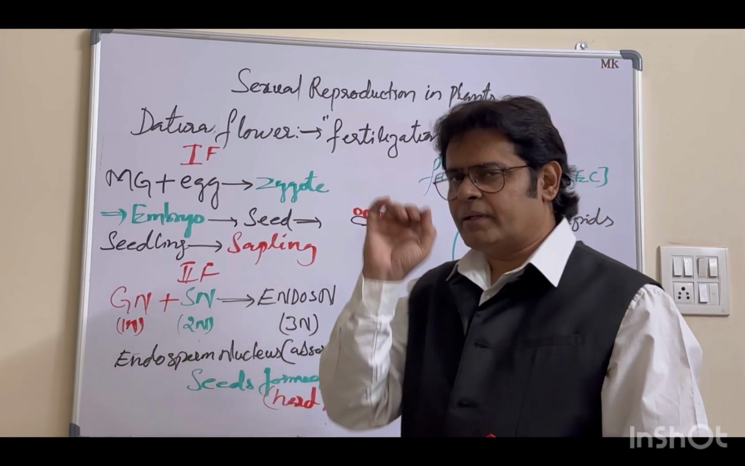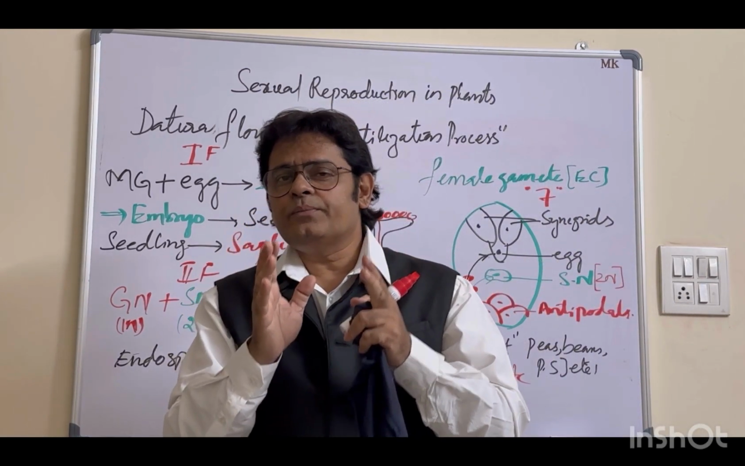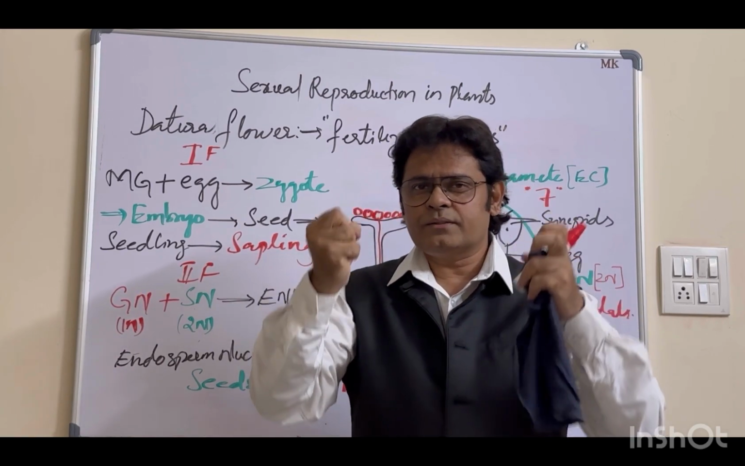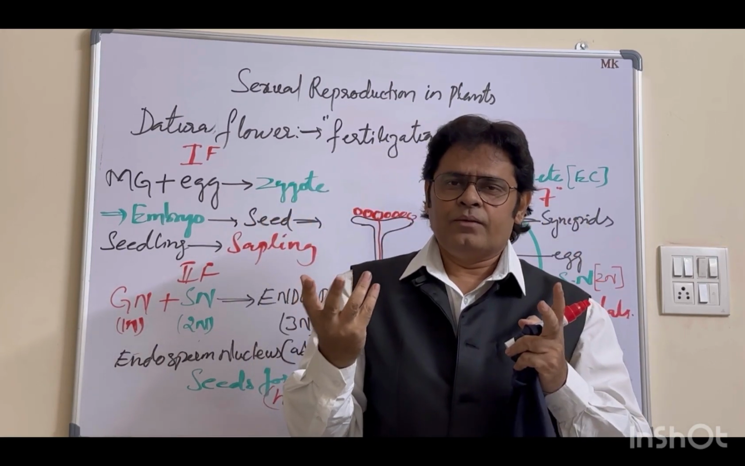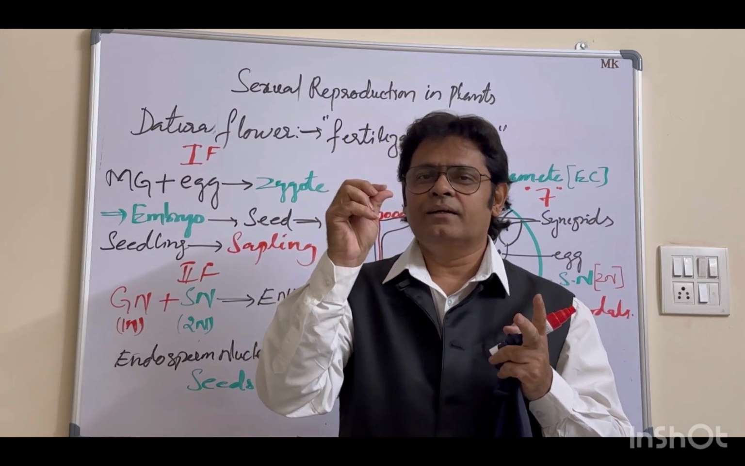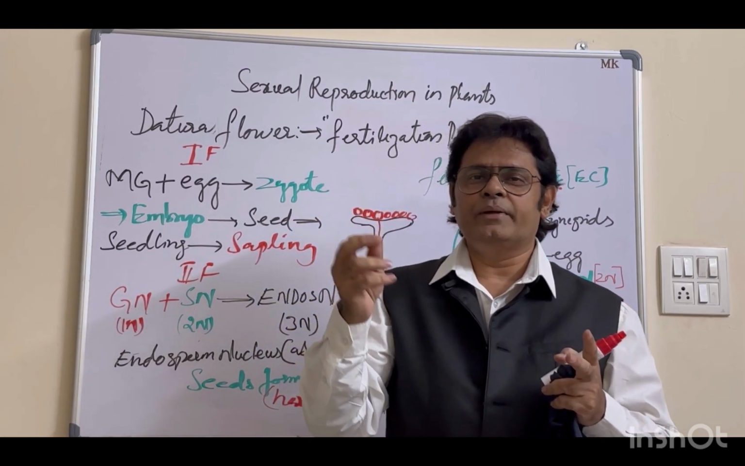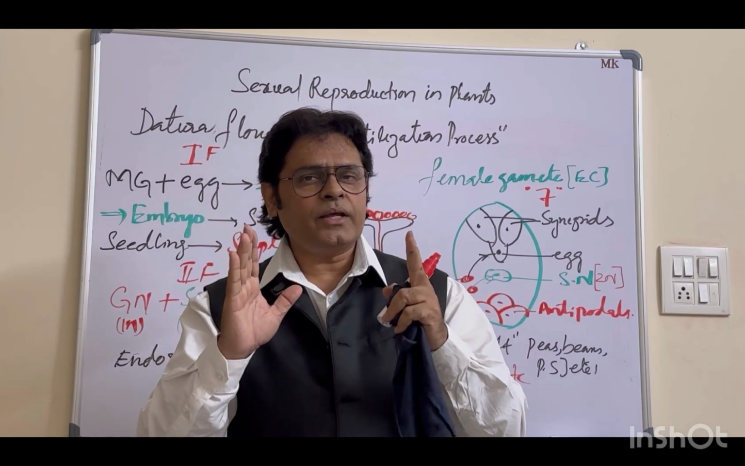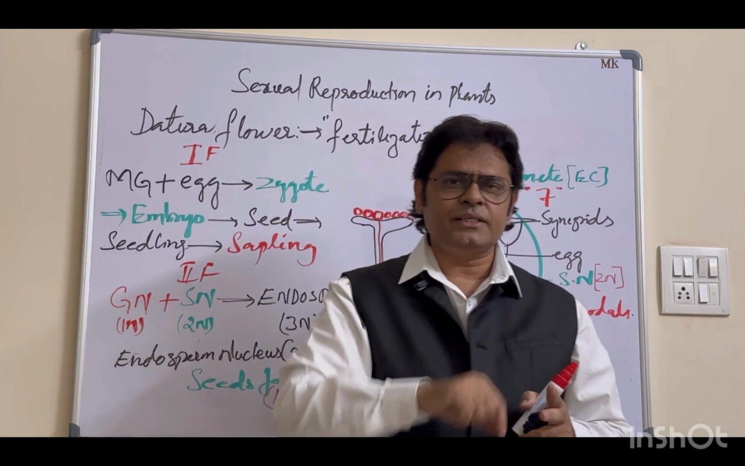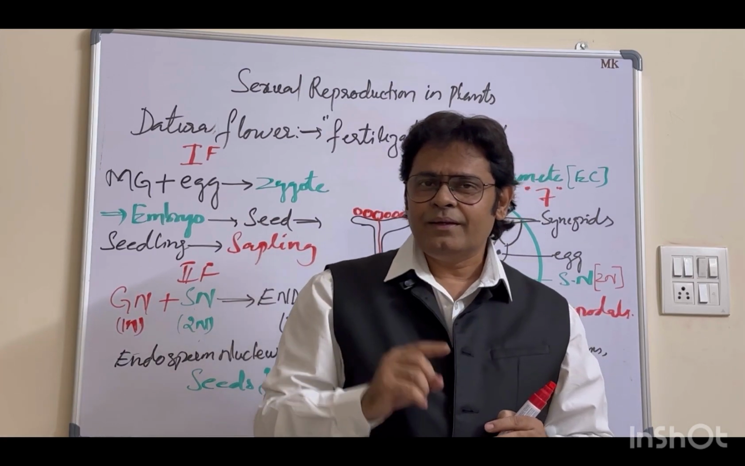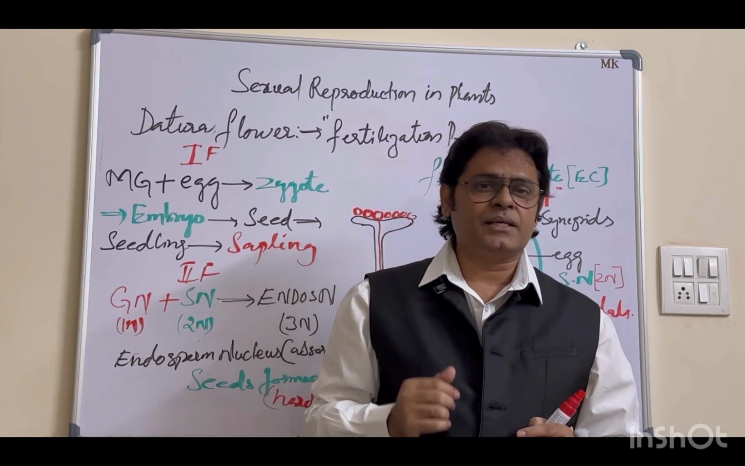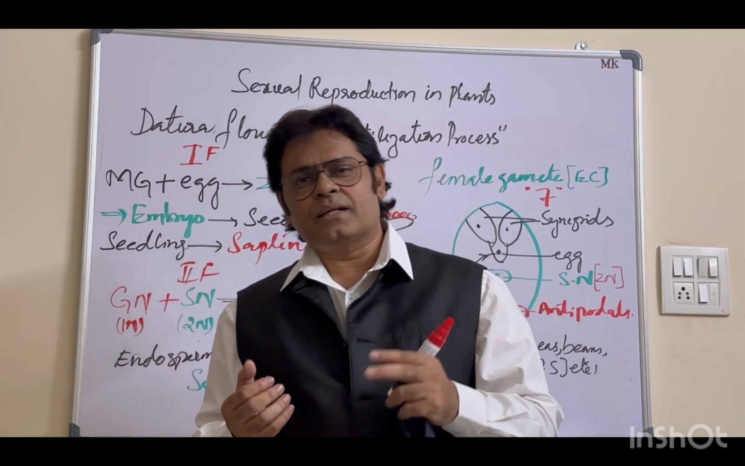Here is a little bit important. When the endosperm nucleus is absorbed by the embryo sac or ovary, what is formed here now? Seeds are formed. What will the nature of the seeds be? Hard, very hard: rice, jowar, maize, etc. If the endosperm nucleus is not absorbed by the ovary, then also seeds are formed, but those seeds will be very soft in nature. Examples are papaya seeds, peas, beans.